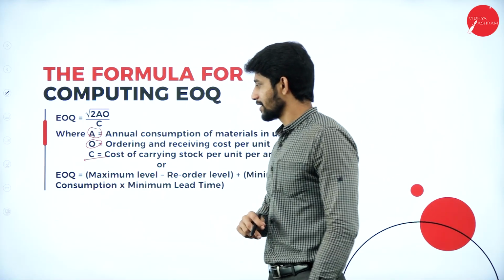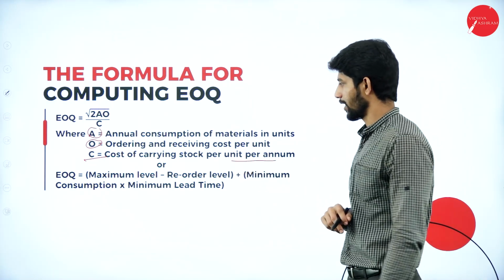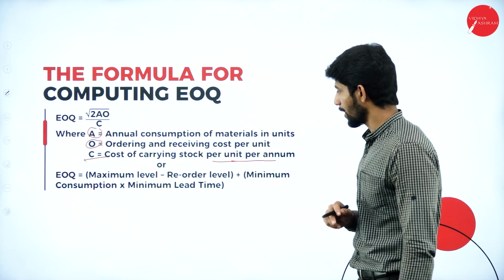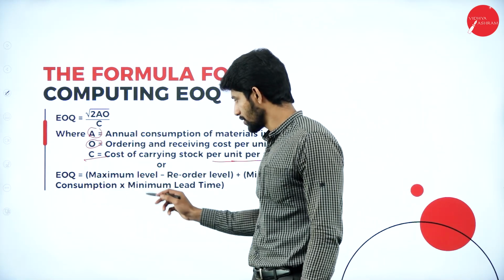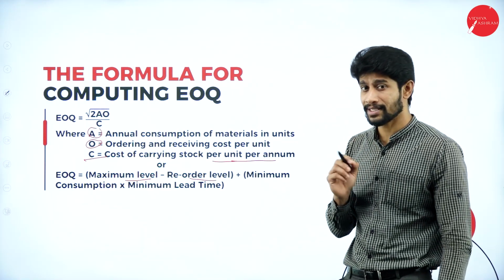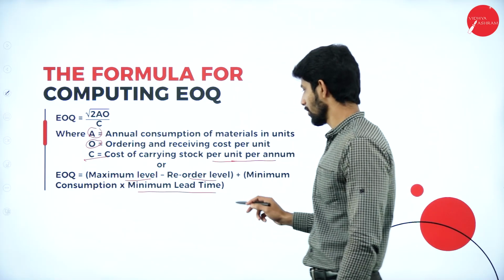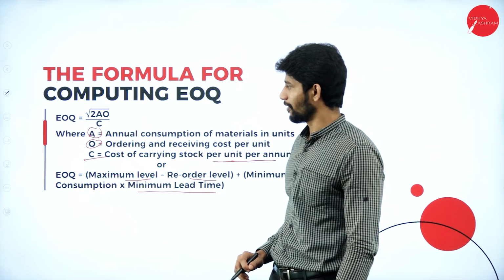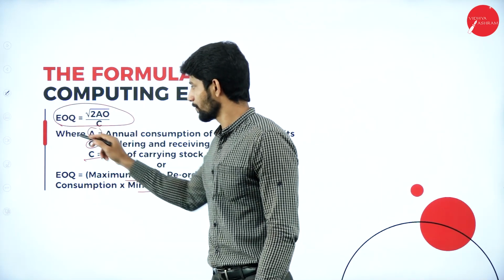And next, C stands for cost of carrying stock per unit per annum. We also have one more formula, that is EOQ equals maximum level minus reorder level plus minimum consumption into minimum lead time. This is the second formula, but usually we use the first formula. In all the scenarios we use the first formula.